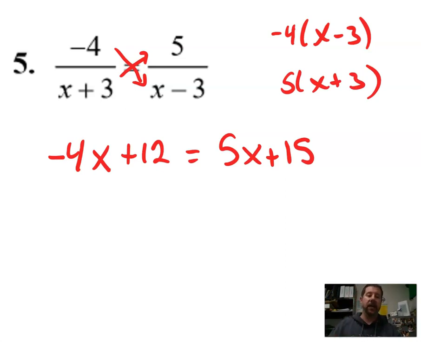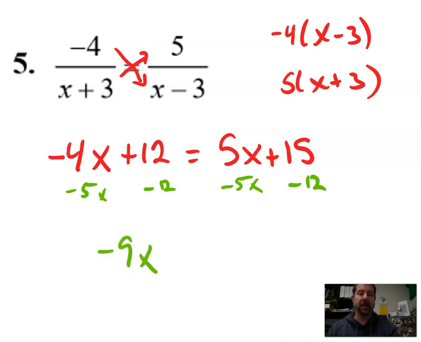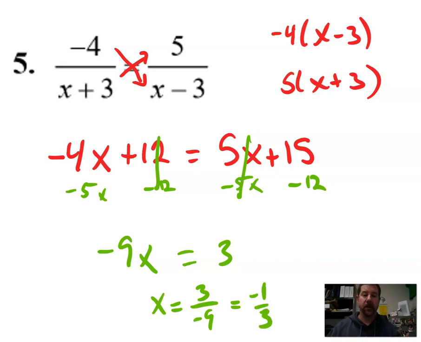And now I need to again get x's on one side and numbers on the other to solve for x. So in this case, if I subtract 5x from both sides, I'm going to get negative 9x. Those disappear. And if I subtract 12 from both sides, that would disappear. And I'm going to get 3. Divide by negative 9, and I get 3 over negative 9, or negative 1/3. Okay? And now again, I need to check my answer. Before I circle it, I need to check it. If I plug in negative 1/3, am I going to get 0? No. Am I going to get 0? No. So this is an okay answer. Circle it, and we're moving on.